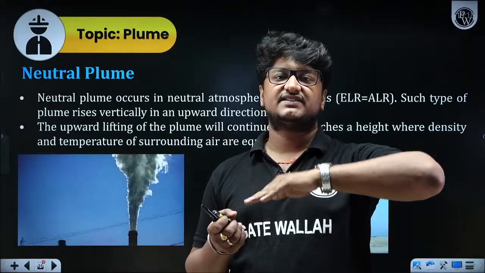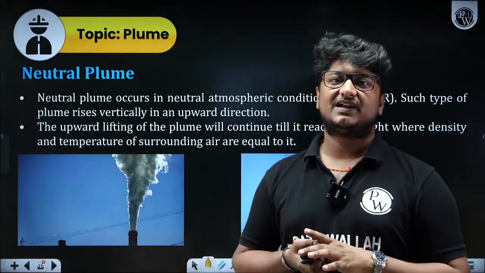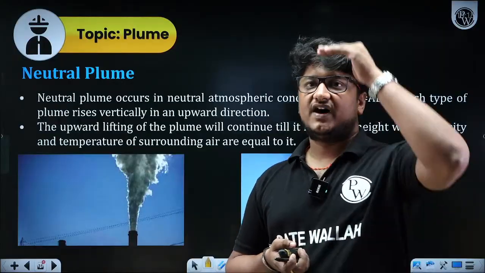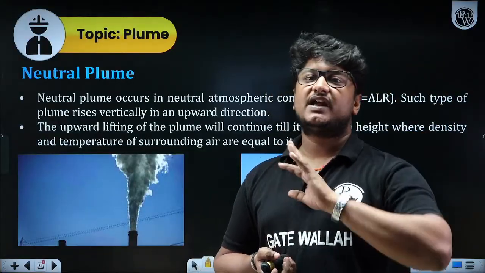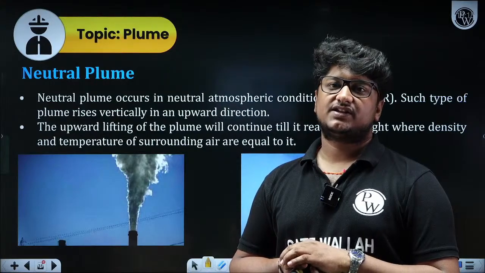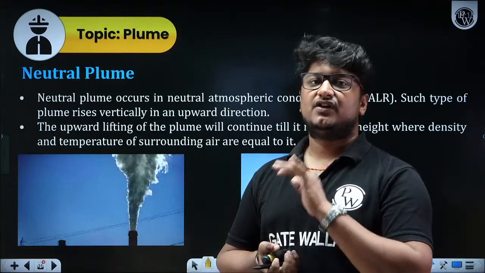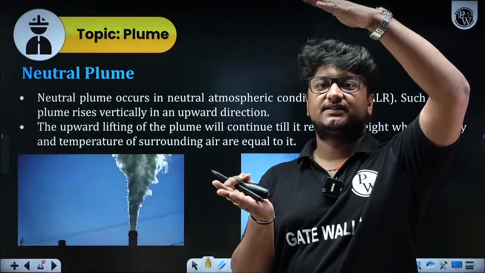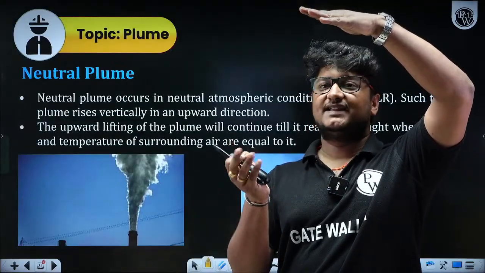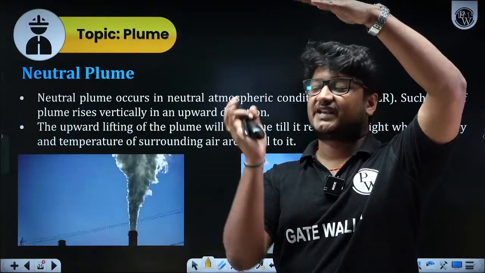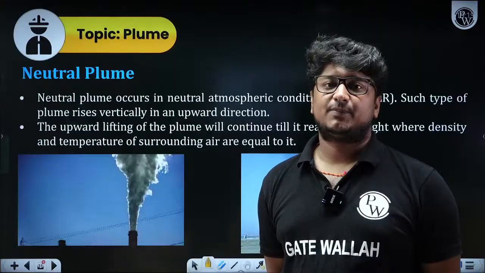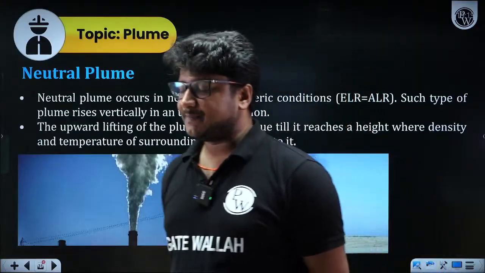Then lofting: when in the lower layer you have inversion and in the upper layer you have unstable condition, super adiabatic condition, for that you will get lofting. If the upper layer is inversion and the lower layer is super adiabatic condition, in that case you will get fumigation. If one unstable layer is trapped between two inversion layers, in that type of condition you will get trapping plume behavior.